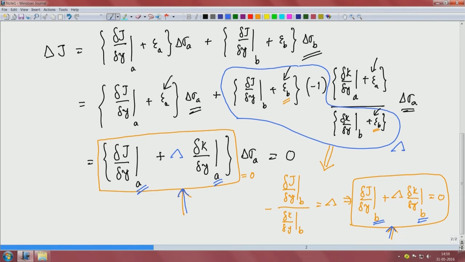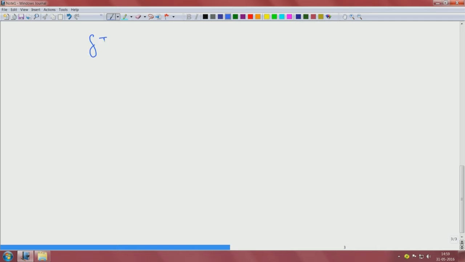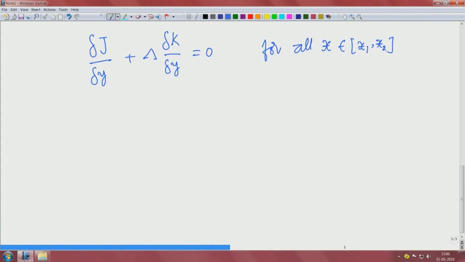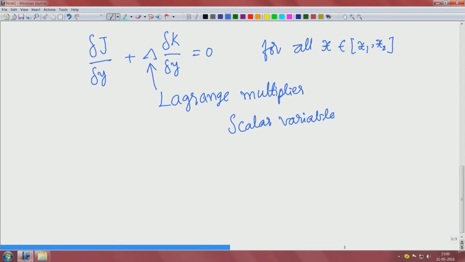So, that gives us a necessary condition, which is to say the variational derivative of the objective functional plus some lambda times the variational derivative of the functional type of constraint equal to 0. This should be true for all x belonging to the interval x1 to x2. Everywhere this should be true, and that is the necessary condition for a global constraint problem. Now, like we had done in the finite variable optimization problem, this is called the Lagrange multiplier. This multiplier is a scalar variable, so we have to find that.